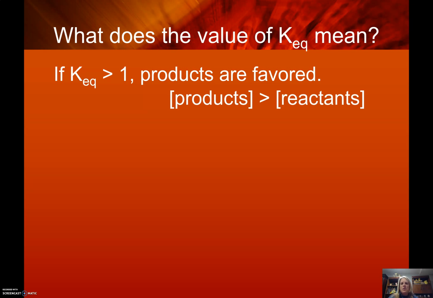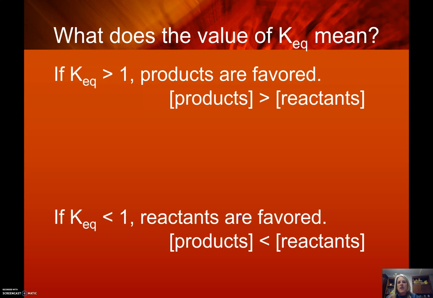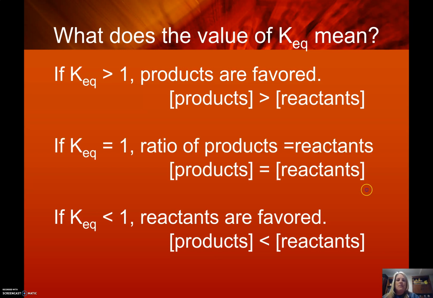All right, so just a couple last things. What does this whole KEQ thing mean? KEQ tells you how many products you have versus reactants. So if you're going to have a KEQ greater than 1, you're going to have more products than reactants. If you have a KEQ less than 1, that means that your denominator is bigger, so you have more reactants. And if you have a KEQ equal to 1, right, that means your numerator and denominator are equal to each other. So you have an equal number of products and reactants at equilibrium.